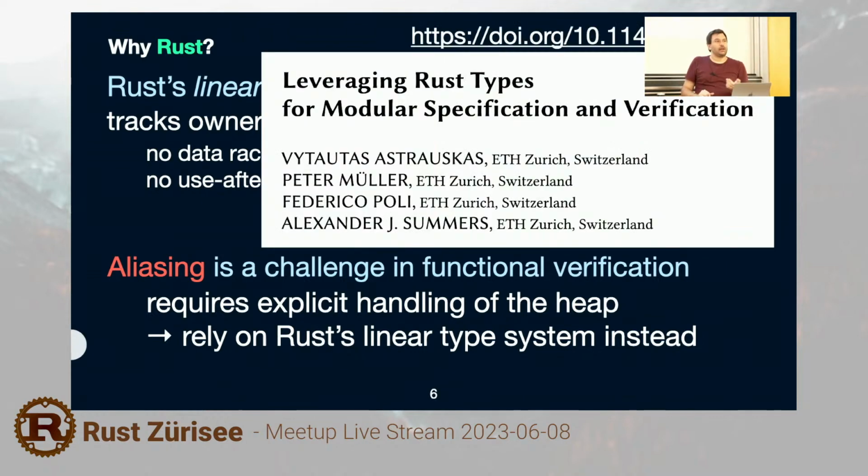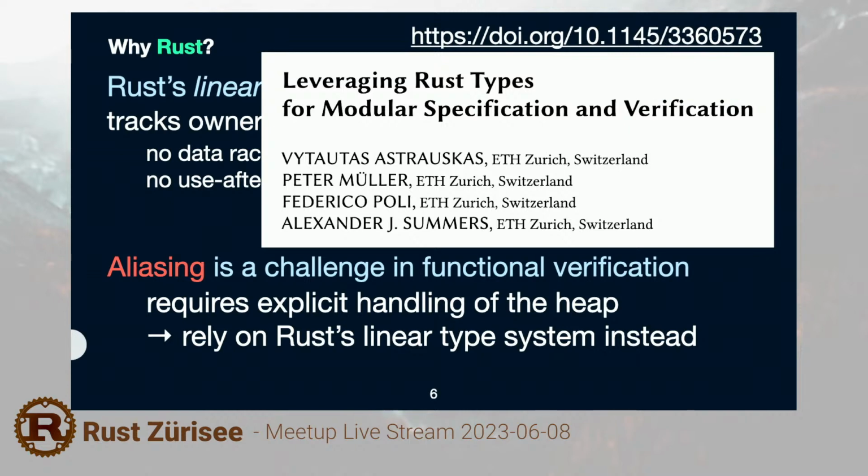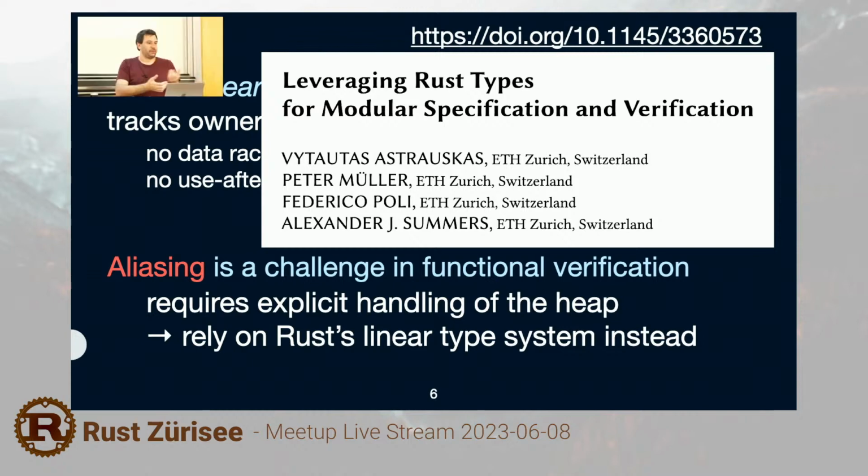And here, we were not the first ones to think about this, and there are some folks on this list in this room. Folks at ETH have realized this a few years back and started on a tool called Prusti that leverages these properties of the Rust type system to facilitate verification. We're going to take a similar idea, but taking a bit of a different direction.